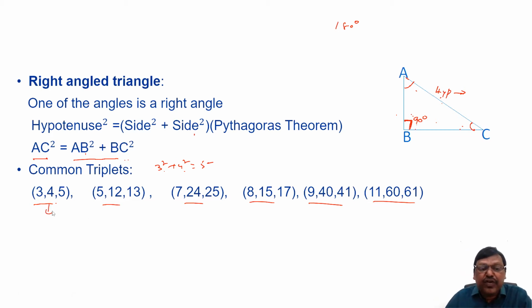Not only 3, 4, 5, there are multiples also. If I multiply all of them with 2, 6, 8, 10, or if I multiply all of them with 3, 9, 12, 15, these are also sides of right angle triangles. So we come across these values more often in right angle triangles.